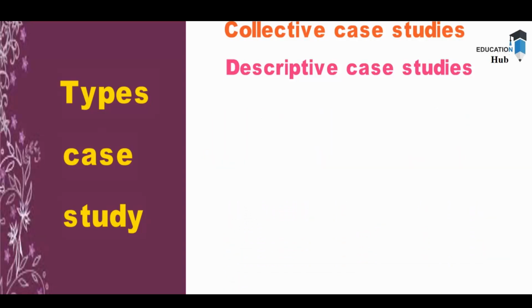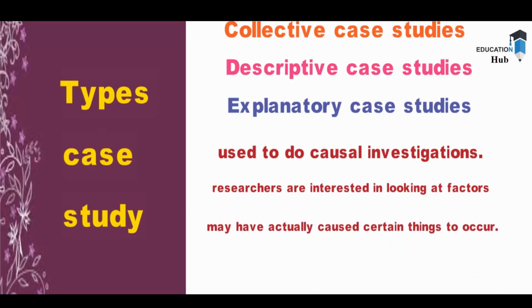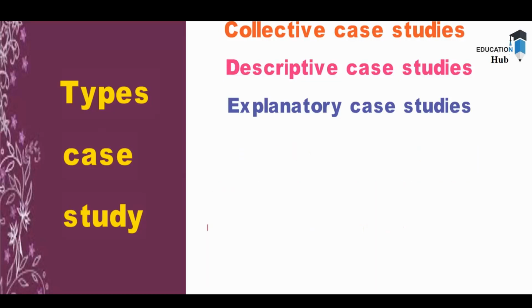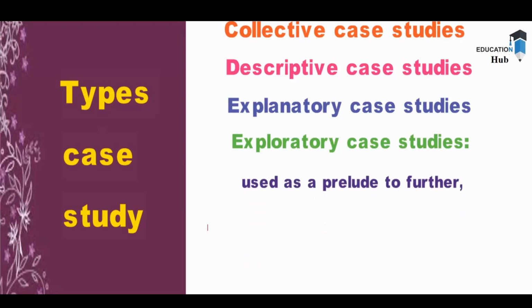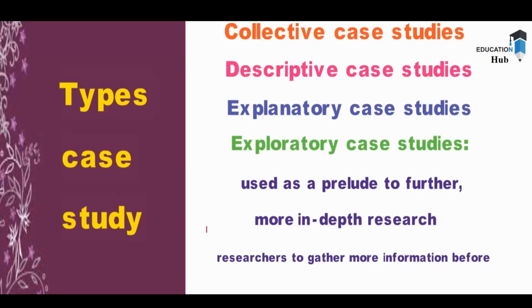3. Explanatory case studies. These are often used to do causal investigations. In other words, researchers are interested in looking at factors that may have actually caused certain things to occur. 4. Exploratory case studies. These are sometimes used as a prelude to further, more in-depth research. This allows researchers to gather more information before developing their research questions and hypotheses.